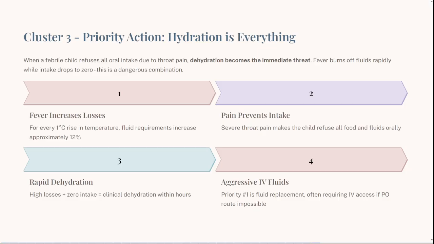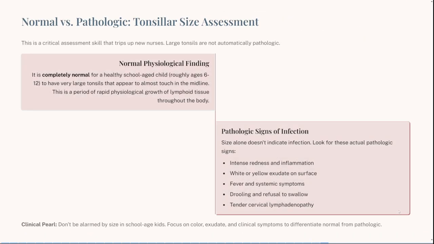This brings up an interesting assessment point that can trick new nurses: the size of the tonsils. Right. You have to be able to tell what's normal versus what's pathology. And here's the key. It is a completely normal finding for a healthy school-age child to have very large tonsils that look like they're almost touching. Why is that? It's just a period of rapid physiological growth of all their lymphoid tissue. So size by itself doesn't mean infection. It's the redness, the exudate, the fever, the drooling, that's pathology.